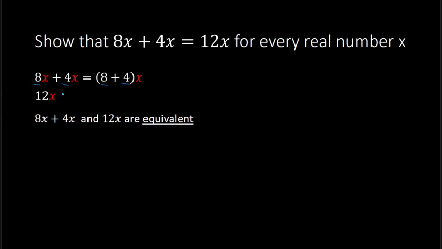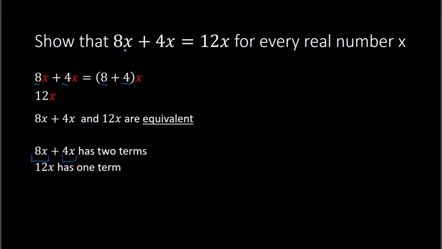So we would say that 8x plus 4x and 12x are equivalent because they are equal to each other. And we would say that each part is a term, so this is one term, this is another term. They're separated by a plus or minus sign. So those are two terms, whereas 12x would have one term. There's nothing separated by a plus or minus sign.